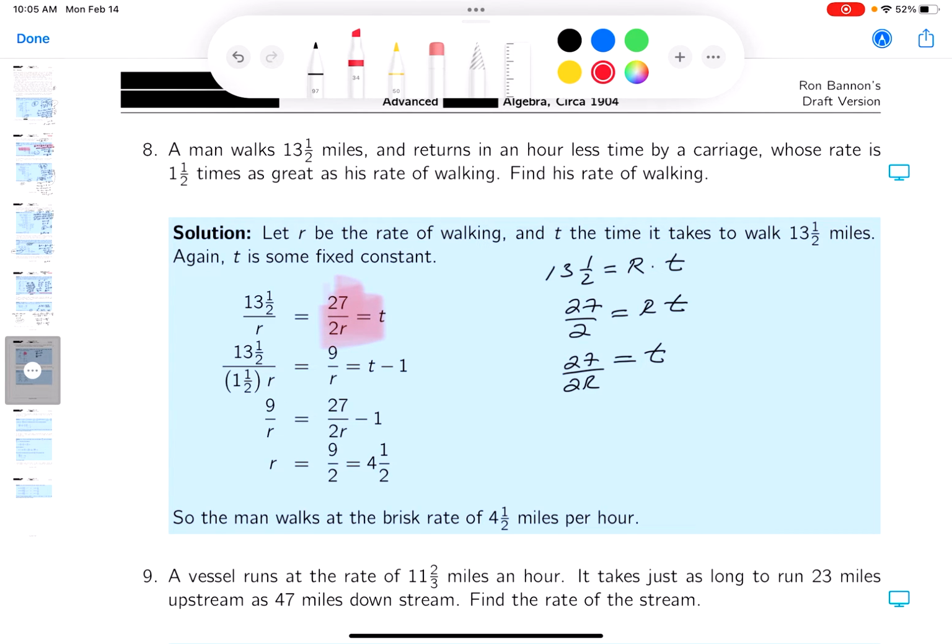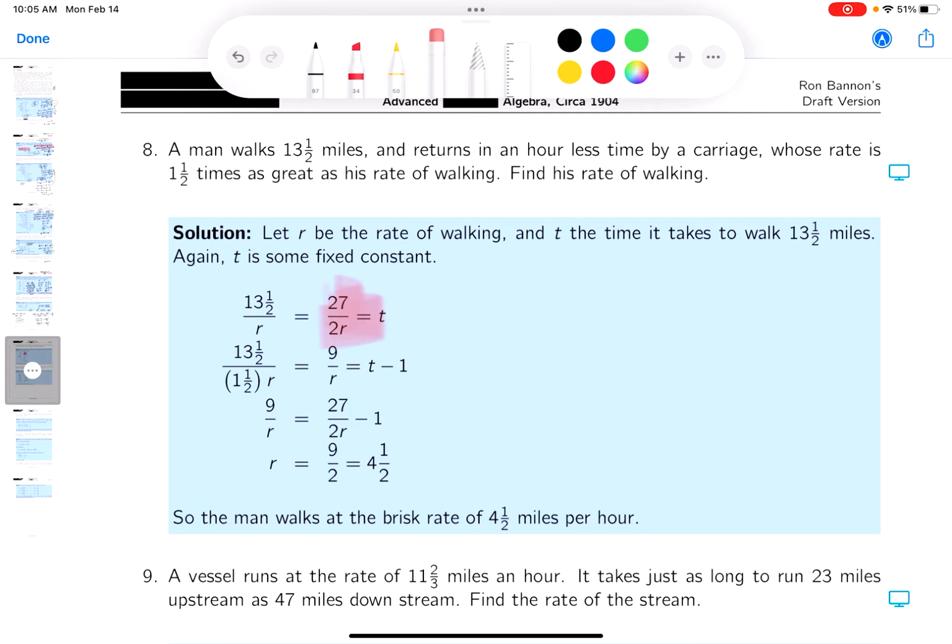So let me get my eraser out. I'm erasing this business over here. I'm trying to understand what I've read. All right, so I'm going to read it again to you. The man can go 13 and a half miles in a certain amount of time at a certain rate. I got this relationship down. It's 27 over 2R equals T. You could also say 27 over 2T is equal to R. Really the same thing.